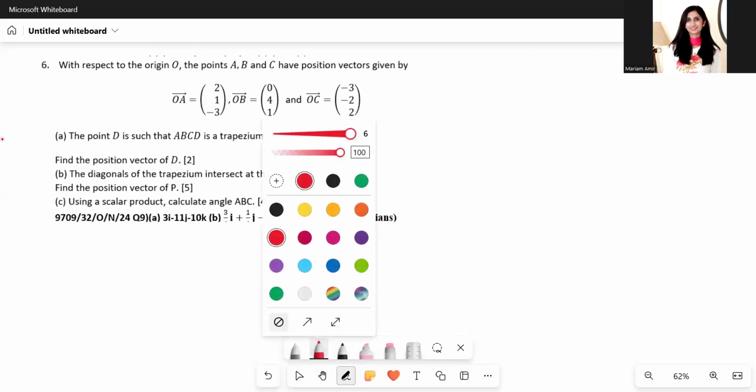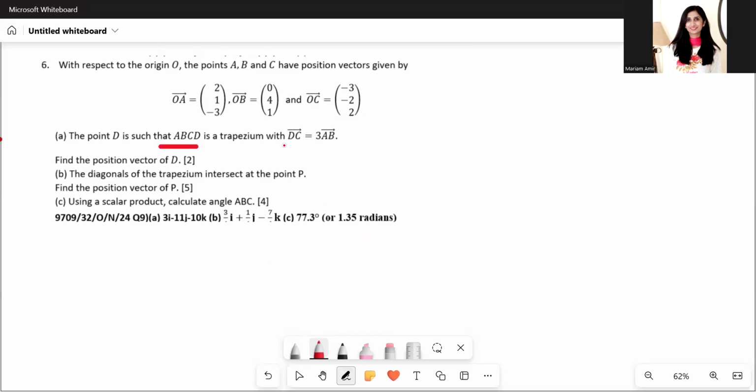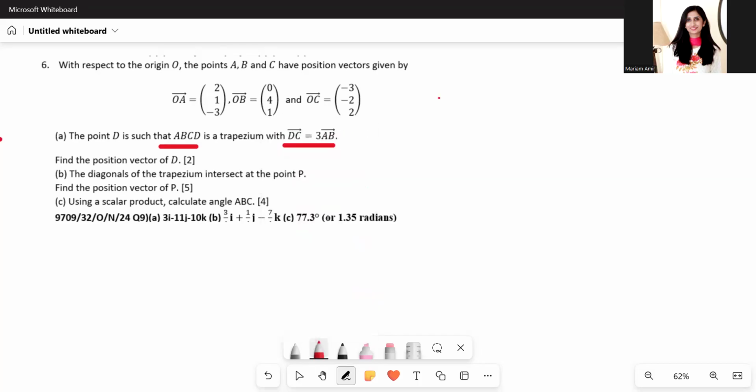Okay, so we're doing this question on vectors, which says that with respect to origin O, the points A, B, and C have position vectors given by this, this, and this. The point D is such that ABCD is a trapezium with DC equals 3 times AB. Find the position vector of D.